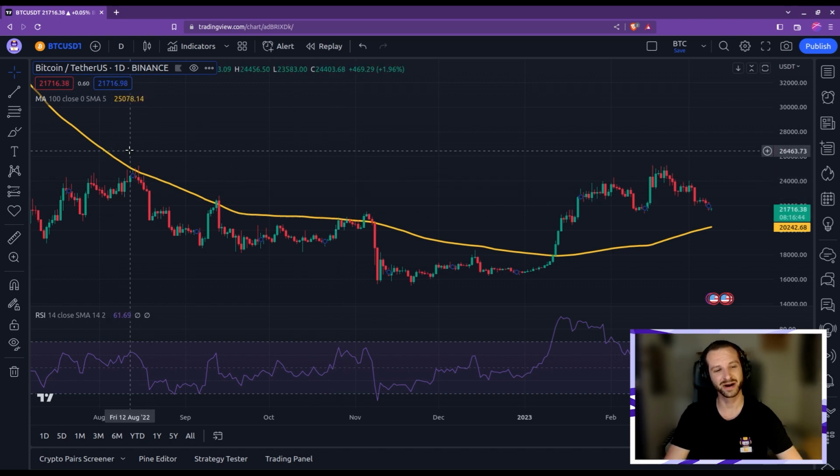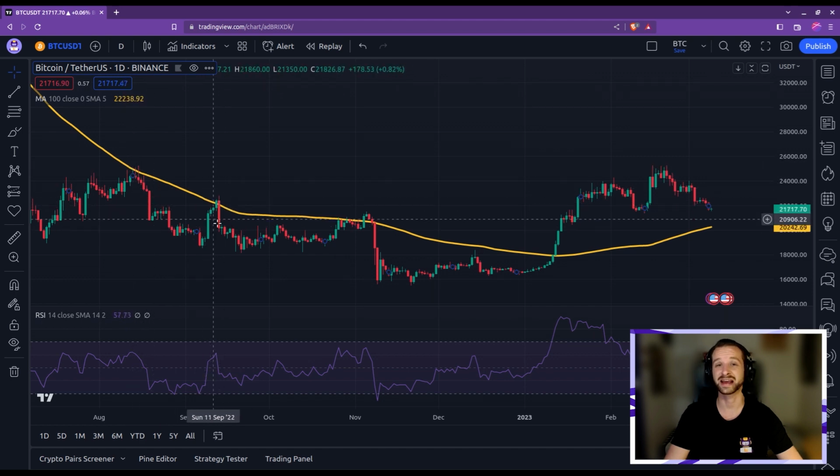You can see how the price of Bitcoin has tested this support line once, then tested it again here, yet again here, twice, almost broke out, but didn't. And then here almost tested again.